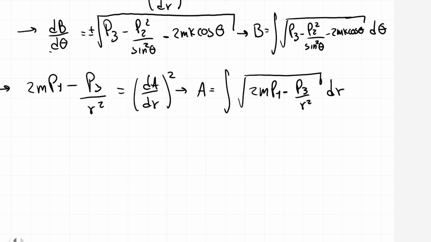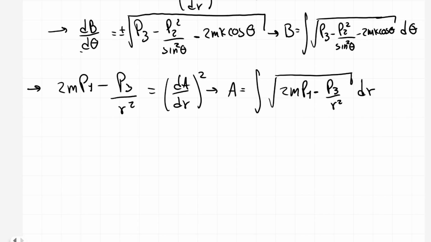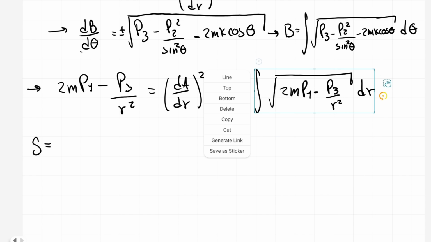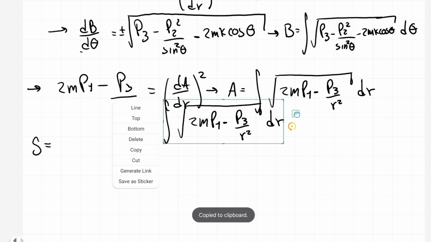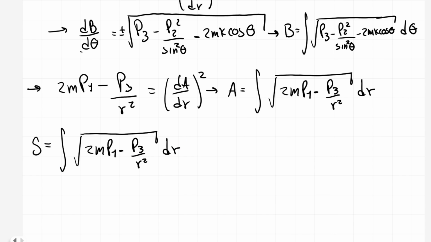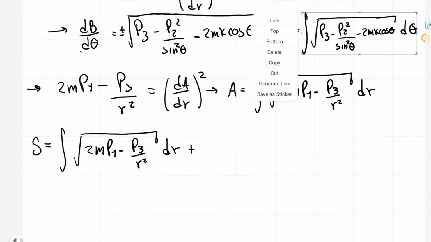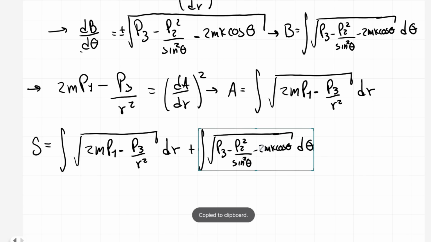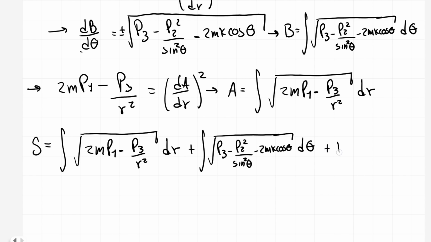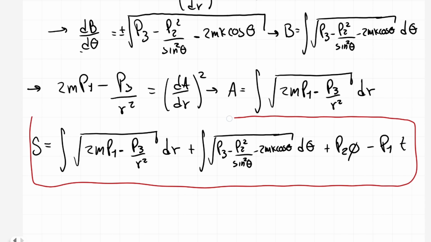dr here. Okay, perfect. So with this a and b, we can construct the solution for the Hamilton-Jacobi equation for the dipole. So it will be a, which is this thing, plus b, which is this thing over here. And then remember that we said there was a p2 phi and minus p1t. Perfect. This will be the function s that solves the Hamilton-Jacobi equation for the dipole.